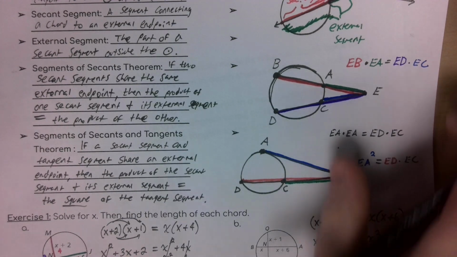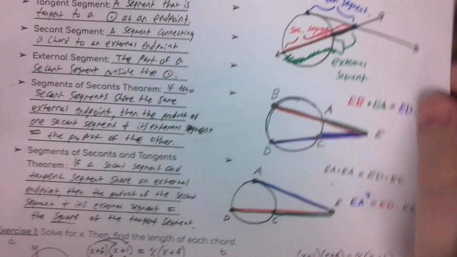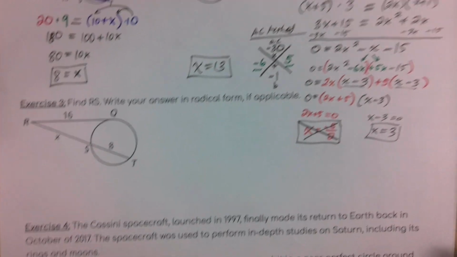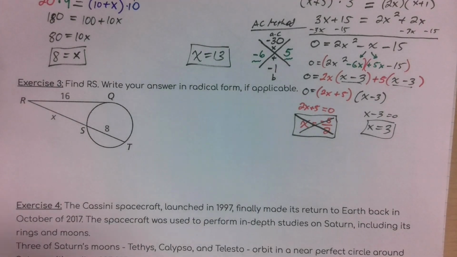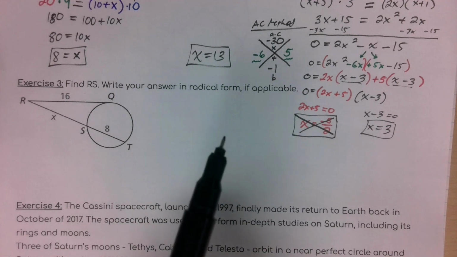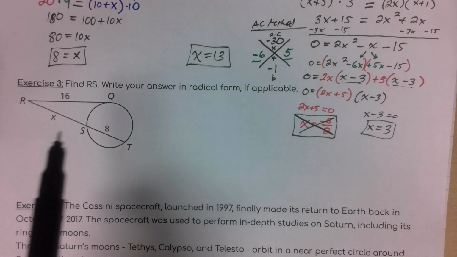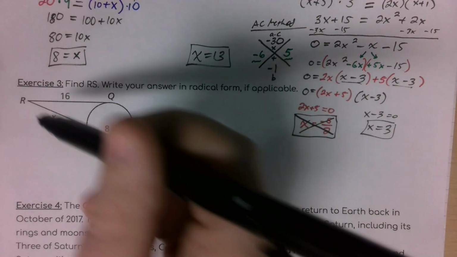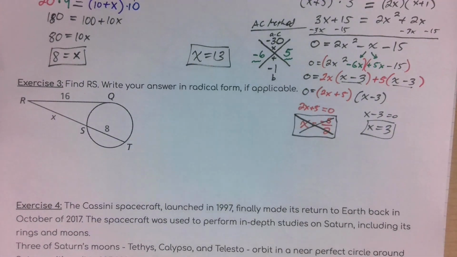It looks a little bit different, but we'll use it the same way. That's why if you were to write your note card for this test, we would only really technically need to write the segments of secants definition. So if I wanted to find the length of RS, we can solve this by just writing out an equation, the entire segment times the piece of a segment. Let's see what we can do.